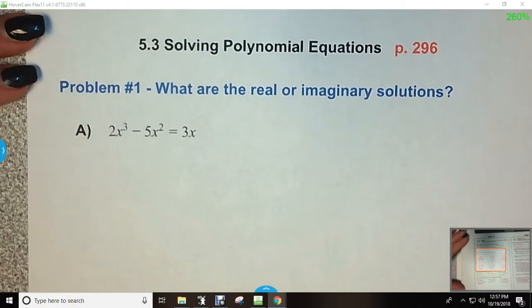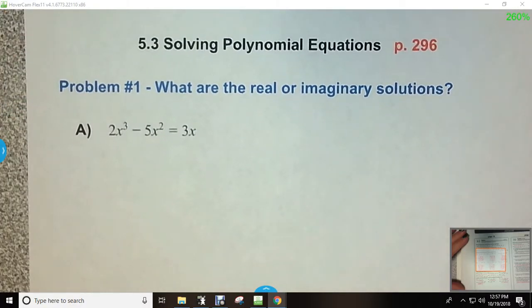Alright guys, for section 5.3, again we are solving equations just like we did in section 5.2, but this time I have some imaginary solutions sometimes, as well as the real ones that we saw in 5.2. So here is problem number 1.